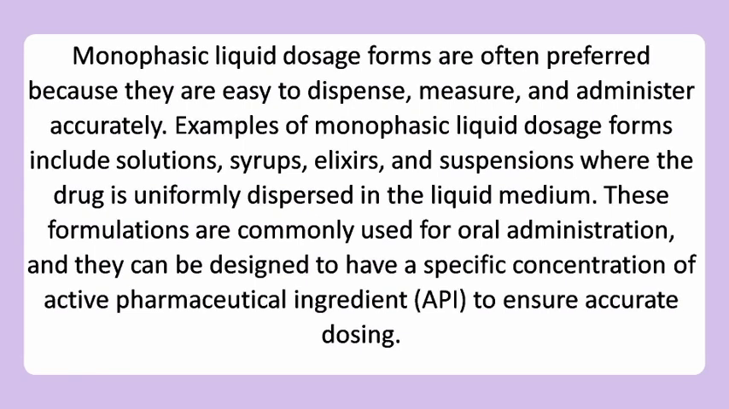Monophasic liquid dosage forms are often preferred because they are easy to dispense, measure, and administer accurately. Examples include solutions, syrups, elixirs, and suspensions where the drug is uniformly dispersed in the liquid medium. These formulations are commonly used for oral administration, and they can be designed to have a specific concentration of active pharmaceutical ingredient, API, to ensure accurate dosing.